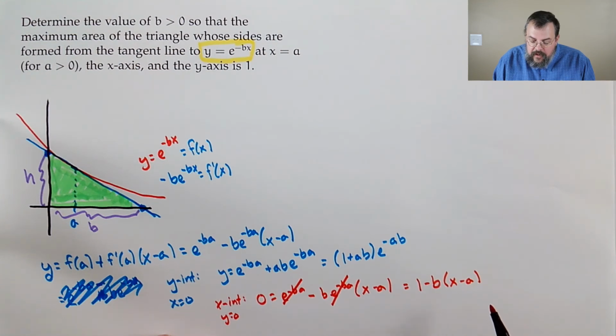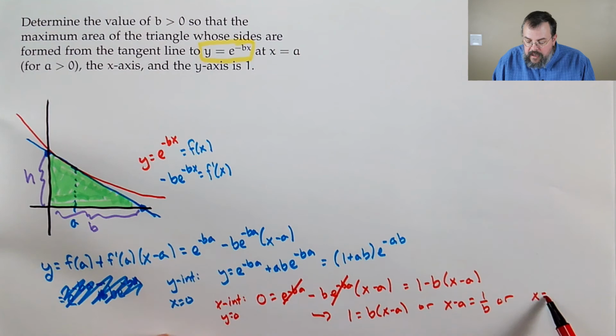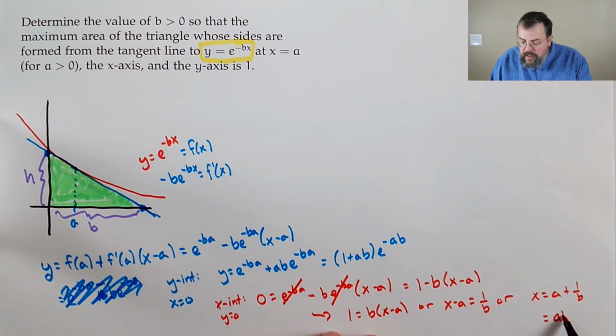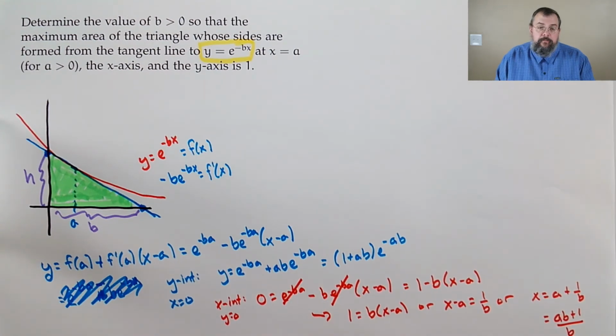All right, so we rearrange. And we can say, well, that's really the same as 1 equals b times x minus a, or x minus a equals 1 over b, or x is equal to a plus 1 over b. And if we wanted to, we could even rewrite that. It's really ab plus 1 all over b. So we can do that.